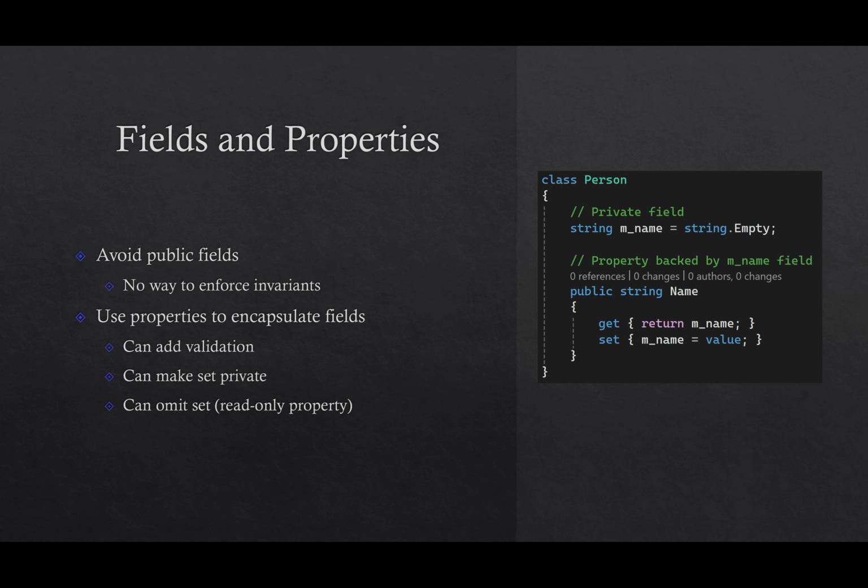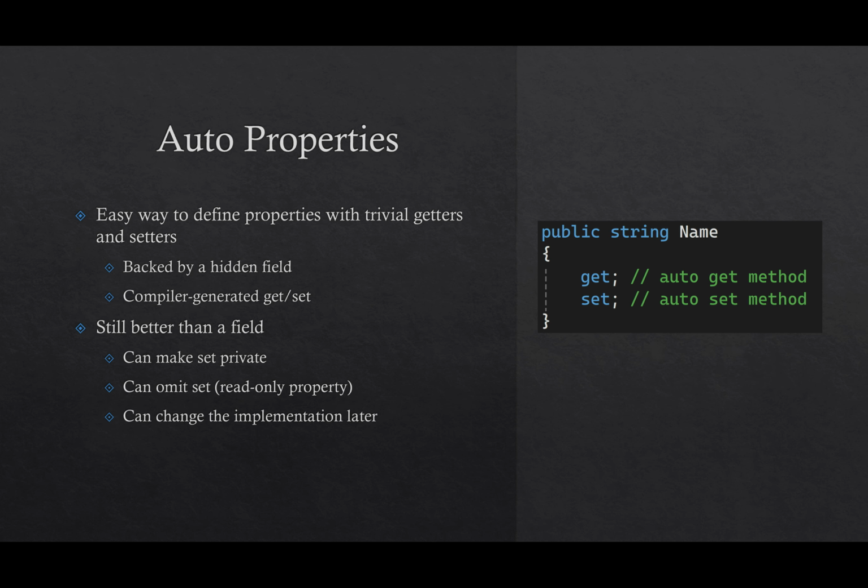However, in the case of a trivial property like this, where we don't do any of that validation, we just return the field and set the field, it seems like a lot of extra boilerplate code to write just for the theoretical advantage of being able to add validation later. For that reason, C# has what are called auto properties. It just makes it easier to add a property so that you're not tempted to add a field, in cases where it's just a trivial property that just stores a value.